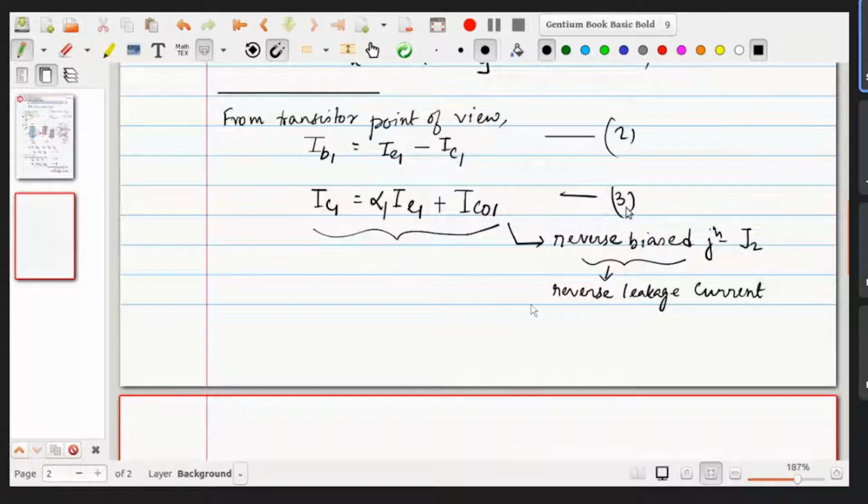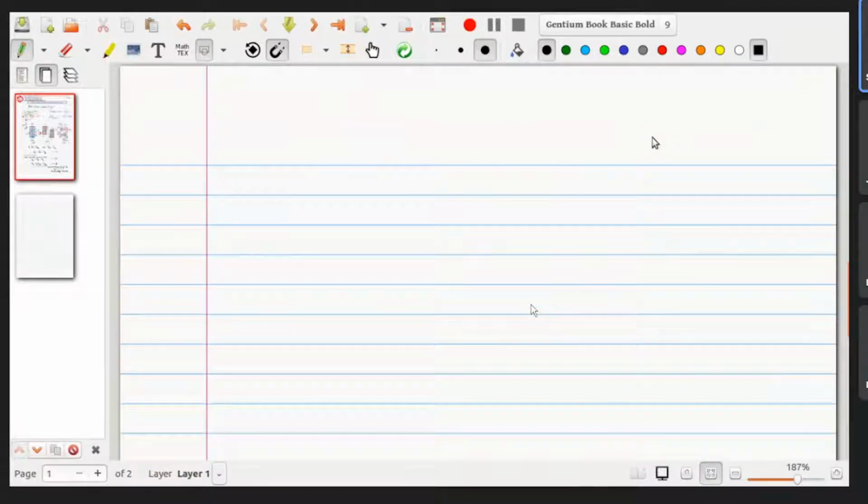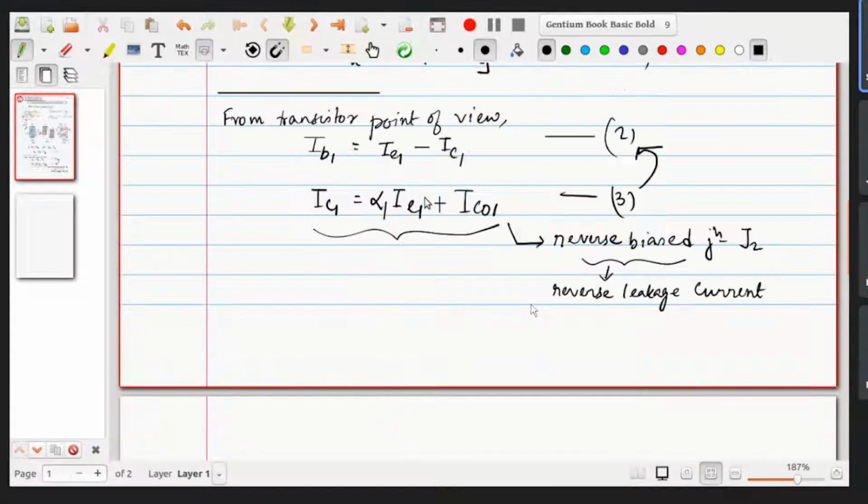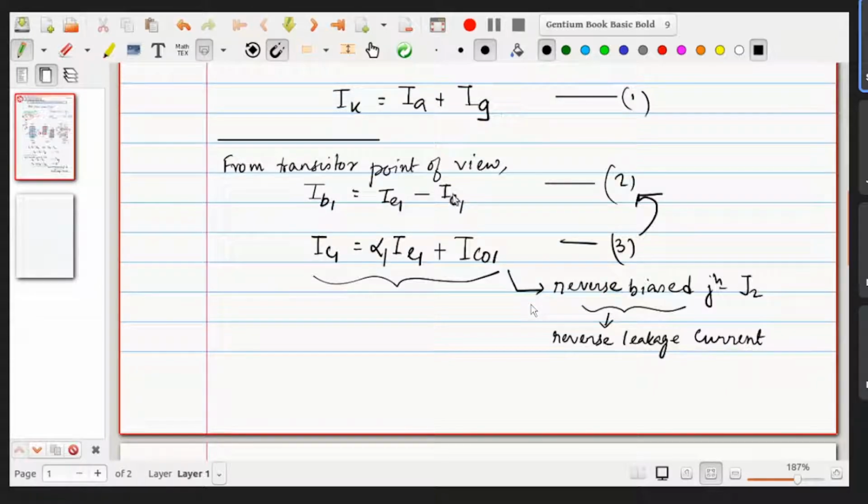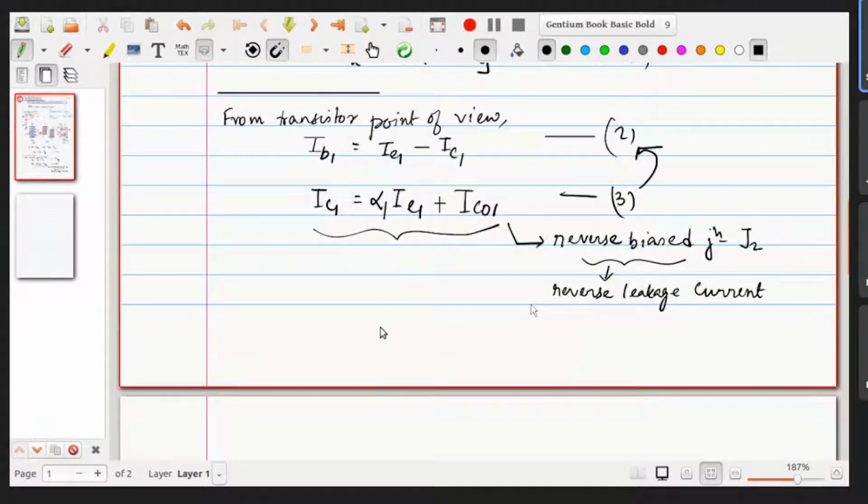Now, this equation 3, if we now put it in equation 2, then what we get: IB1 equals IE1 minus, instead of IC1, we can now write alpha 1 IE1 minus ICO1. So if we now take IE1 common, then we have 1 minus alpha 1 IE1 minus ICO1.